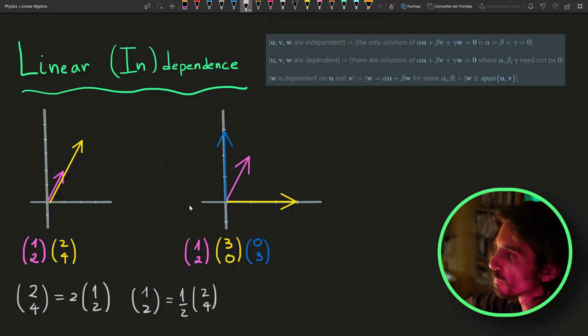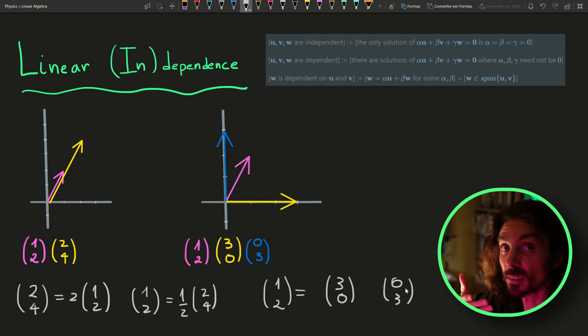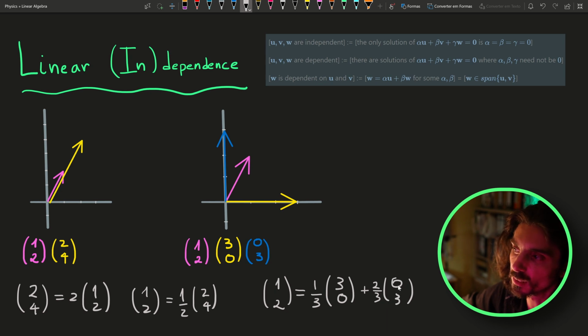Now, looking at our second picture, the question remains, is it true or not that I can create one of these vectors from the others? Let's take an example. (1, 2), can it be created by combining (3, 0) and (0, 3)? The answer is yes, you can, because I can multiply this by 1/3 and I can multiply this by 2/3. If I multiply this by 1/3, I get the 1 here. If I multiply this by 2/3, I get the 2 here. So I can create the pink vector from the yellow and blue.